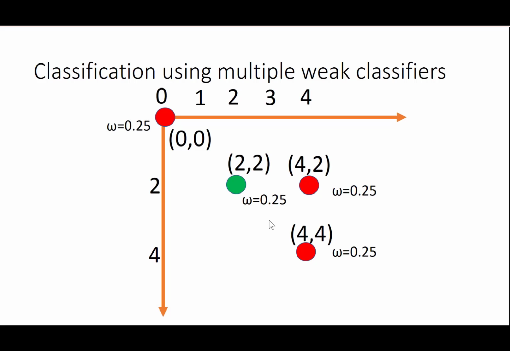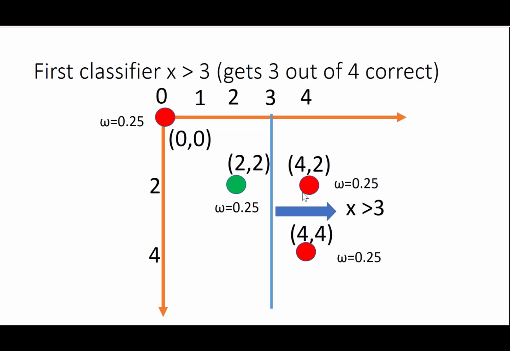So here we are at the first step. All the points are weighted equally so that they sum to 1. They're a distribution. And now we choose our first classifier. So x greater than 3 is true. That gives this point, 4, 2 is true, this is true, this is true. This one we misclassify. So we get 3 out of 4 correct. The alpha will be 0.54.